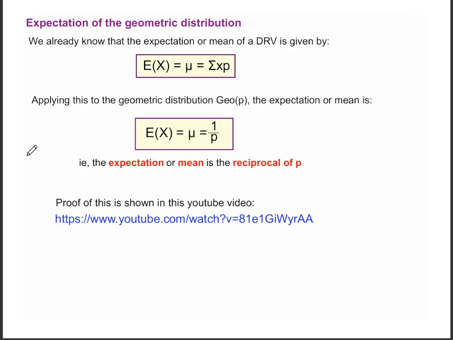Then we go and look at expectation. We know that when you look at a discrete random variable, the expectation is the sum of all the data points times their probability. When you do that in the geometric distribution, the expectation of the discrete random variable, which is geometrically distributed, is going to equal 1 over p, where p is the probability of success. So the expectation, or mean, of the geometric distribution is the reciprocal of your probability of success. And a proof of this is shown in this YouTube video, which will be linked below.